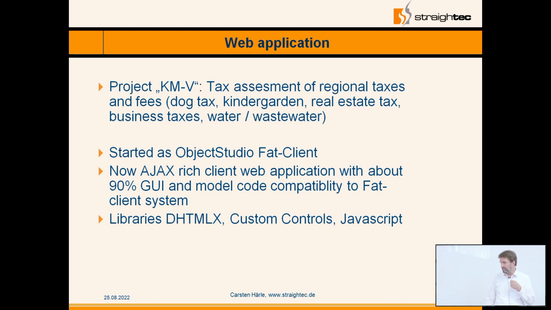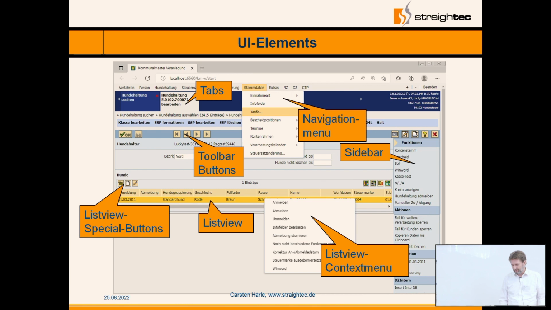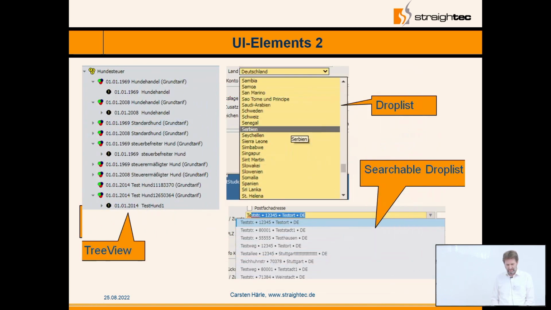The libraries are DHTMLX. Some maybe know that it's a very rich JavaScript library for web applications. Some custom controls and some custom JavaScript. Here you see it looks a little bit like a Fed client application. You have a menu here, then you have tabs, toolbars, list buttons, context menus, sidebars. Also you have tree views and list boxes, searchable drop lists, everything we usually have in a Fed client application.